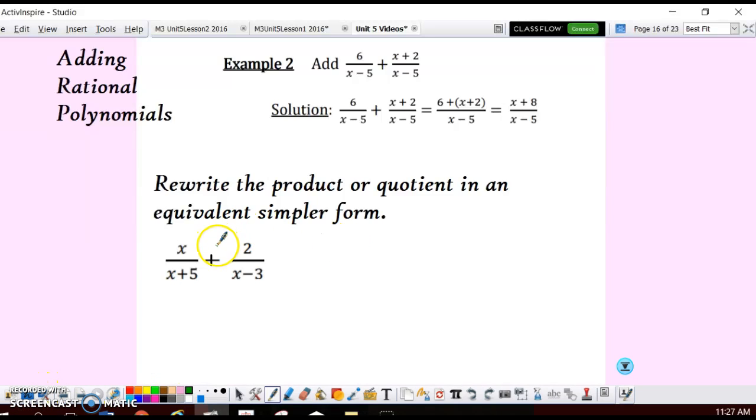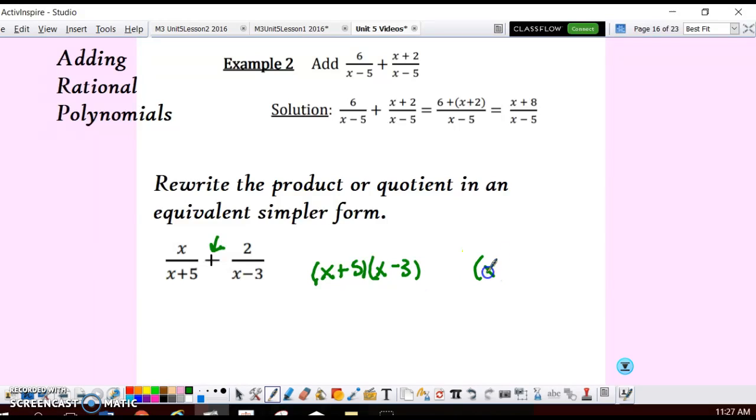Here we have addition of two rational polynomial expressions. Now, just like with any addition of fractions, you need a common denominator. So I have an x minus 3 and an x plus 5. If they were the same, all I'd have to do is add the numerator, but they're not. So the common denominator is going to be both of them. So it'll be x plus 5 times x minus 3.